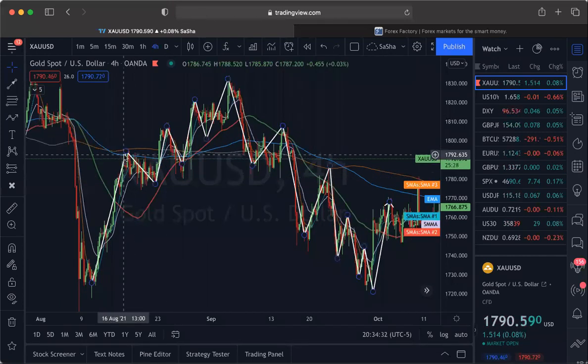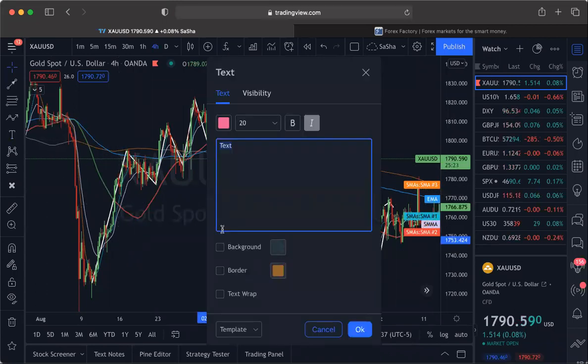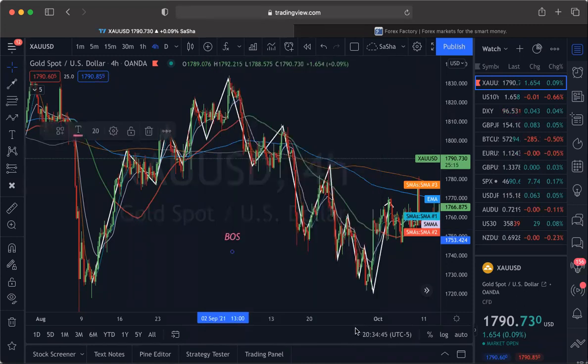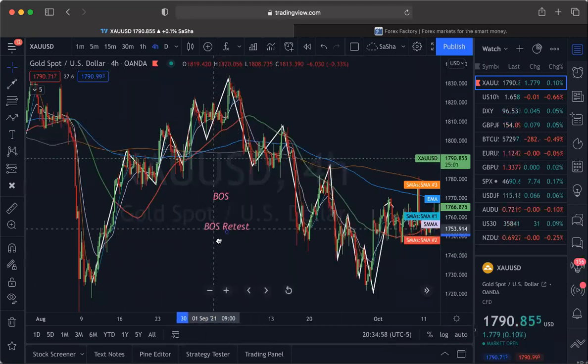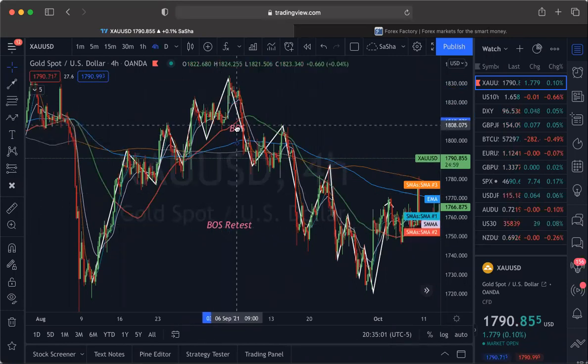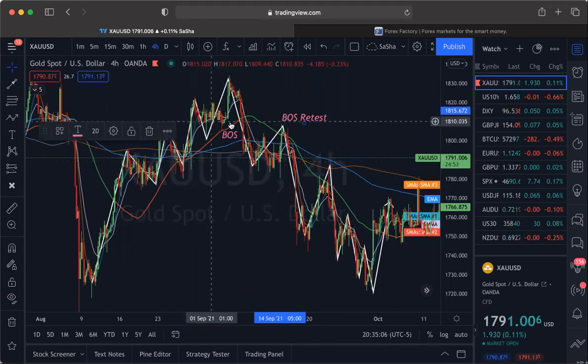So we call it break of structure, and then the second term I use is BOS, right? And the second term I use is BOS retest. So one is BOS, and then the second one is BOS retest. So we say that we got the retest done. So this was the break of structure, this leg here, this white leg, and then this was the break of structure retest where the structure broke out of.